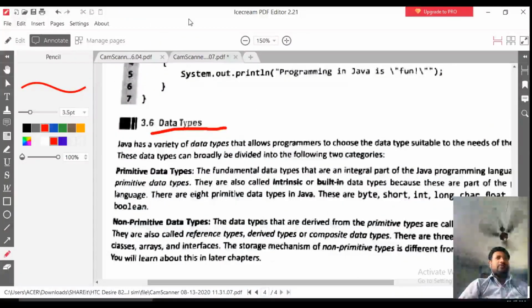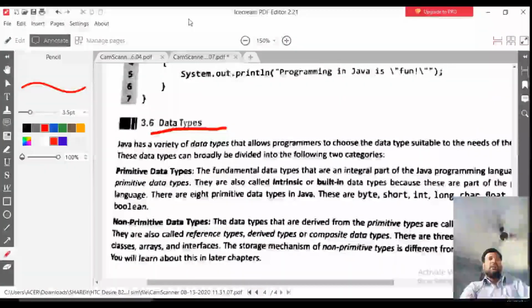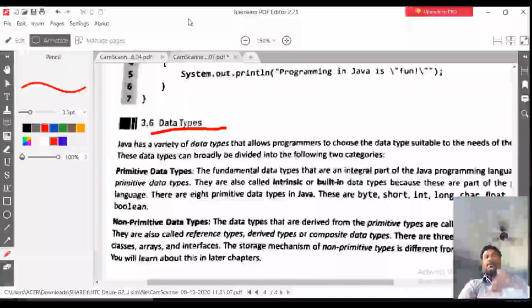Good morning students. In this lecture we will study the data types of Java. So what are the data types of Java? Java has a variety of data types. That means if you are working on any data, that data must have a type. That means which type of data you are working on.